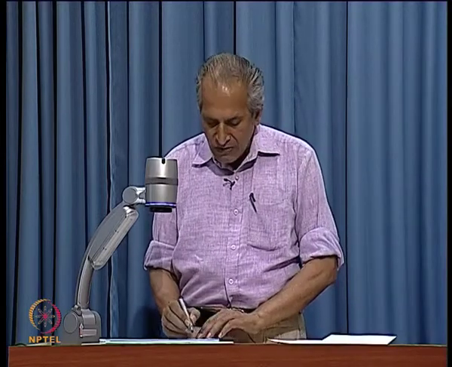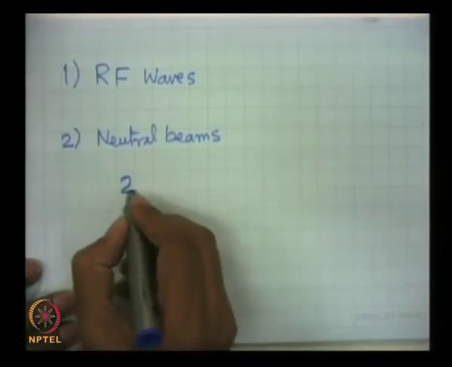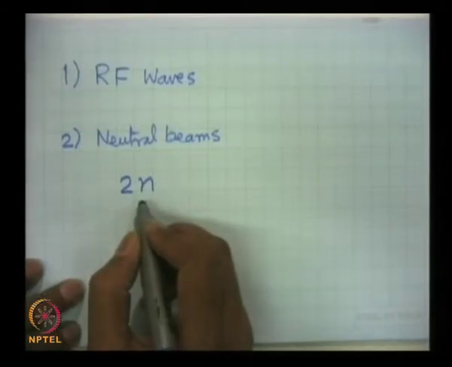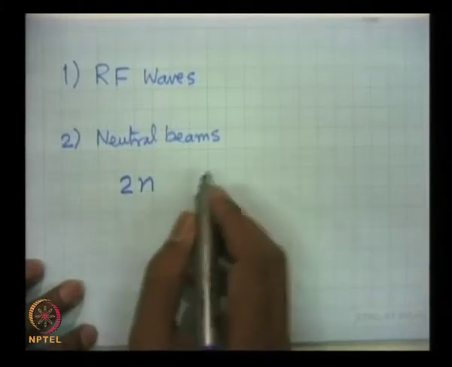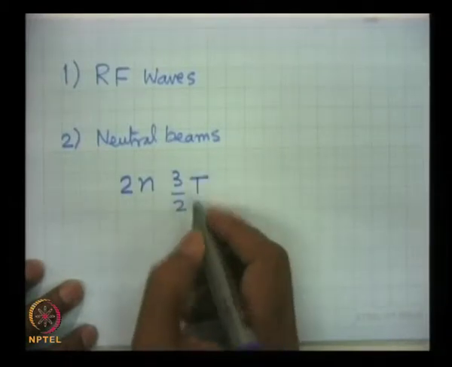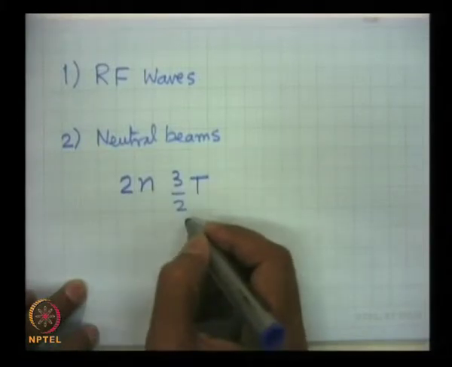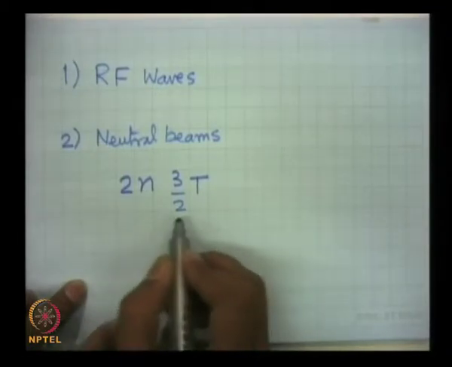But before that, let us have some estimate of what kind of powers are required. In a tokamak, we are going to have particles with electron and ion density equal to 2n. N is the density of electrons and n is also the density of ions, deuterium and tritium ions. So, 2n is the total number of particles, and each particle is going to have 3/2 T, where T is the temperature of the particles, as the kinetic energy of each particle. So, this is the total energy density in the plasma.